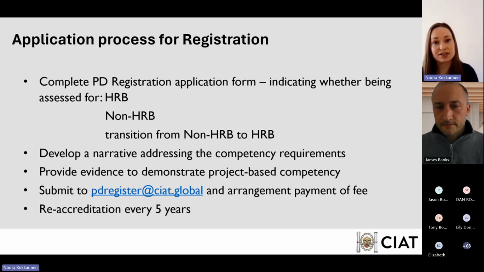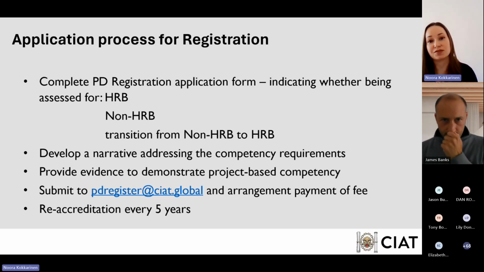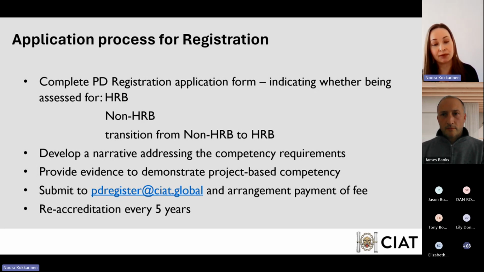So this slide here just reiterates what James just said in terms of there's the written application and we have three different forms. This will depend on whether you are applying to be an HRB applicant, a non-HRB applicant, or whether, and we have also allowed the opportunity for individuals that might have initially registered to be a PD for non-HRB buildings, but then perhaps either their interest has developed or their experience has developed and they would like to transition to being a PD for HRBs as well. We have taken that into account. So like we've mentioned, there are three different application forms available.